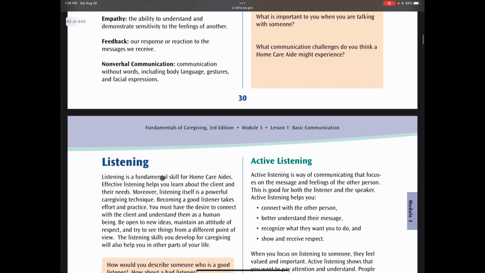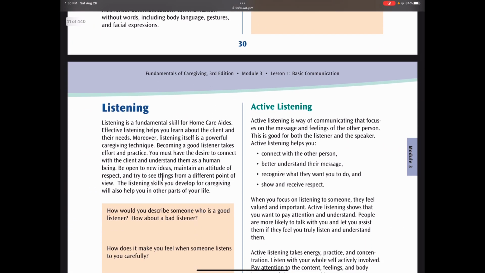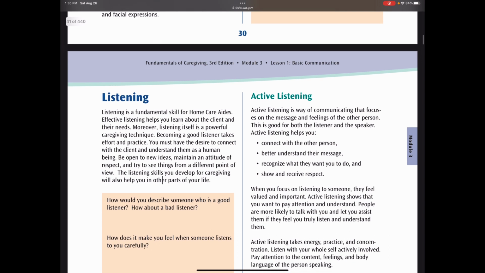Okay, what's listening? Listening has different parts. Listening is just listening to the words that the clients or residents say and understanding it. That's what listening is. And active listening is a part of listening. Active listening is a way of communicating that focuses on the message and feelings of the other person. This is good for both the listener and the speaker.